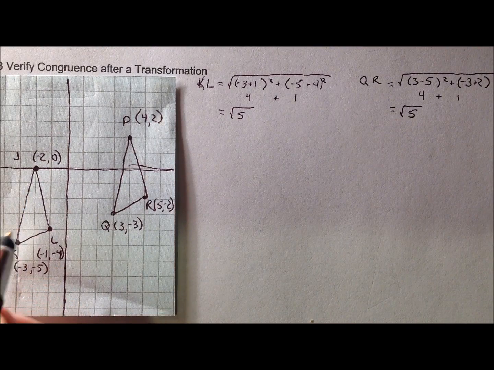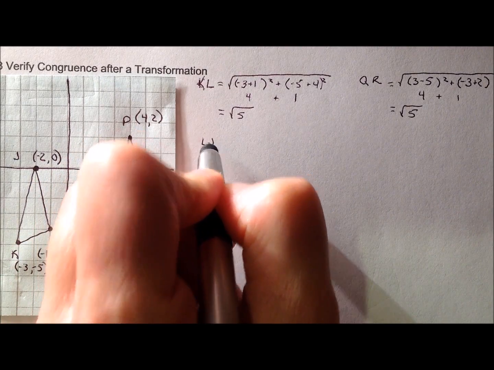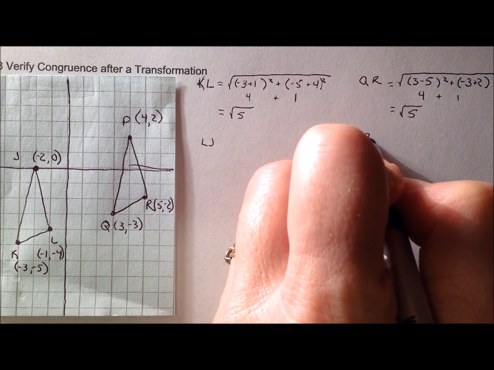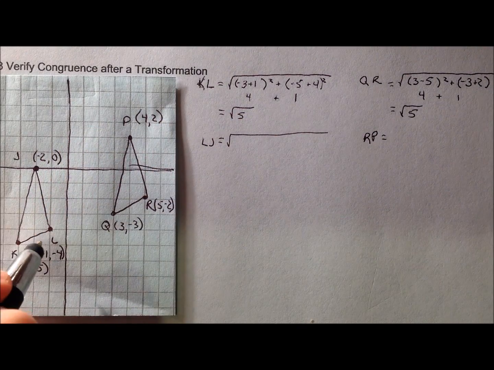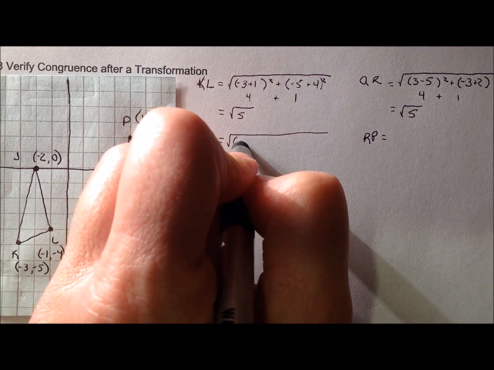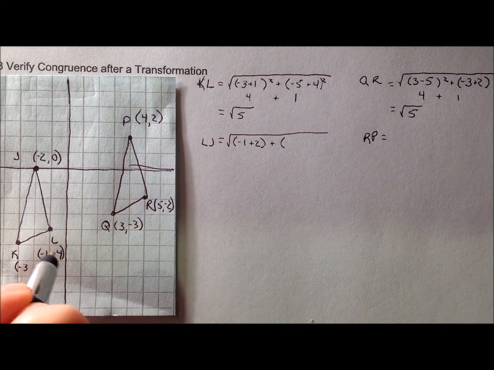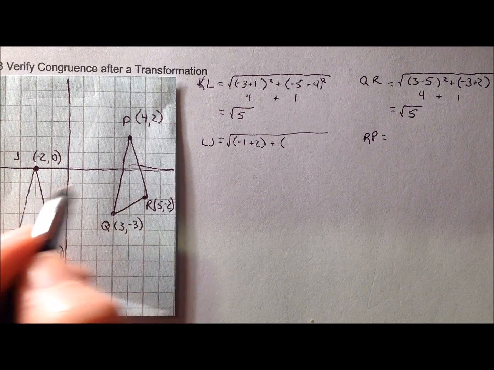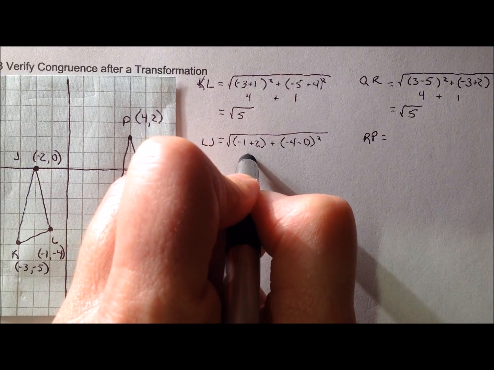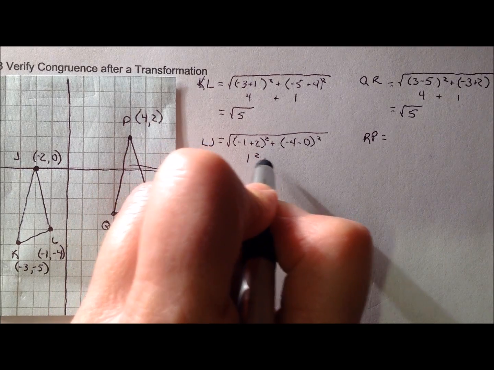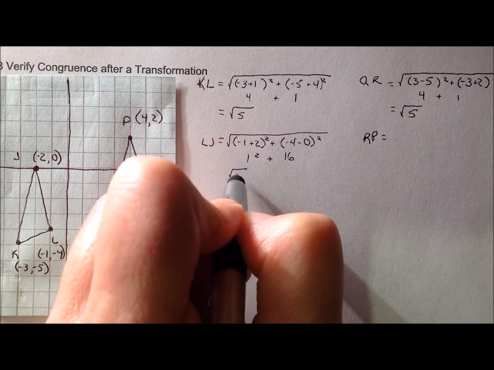If we look at LJ and then RP, LJ has x coordinates here of -1 minus 2, so we're going to have -1 plus 2, square that, and the y coordinates then would be -4 minus 0, and this would be, oops, got the square there, 1 squared plus -4 squared is 16, so that is radical 17.